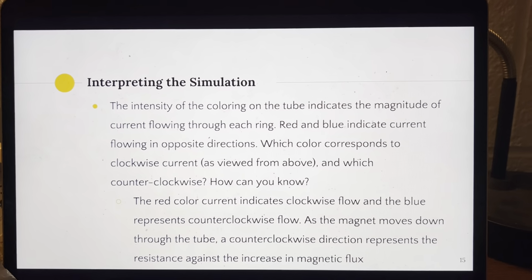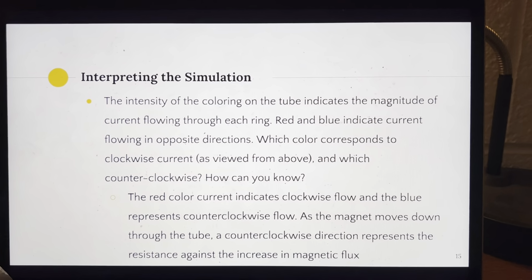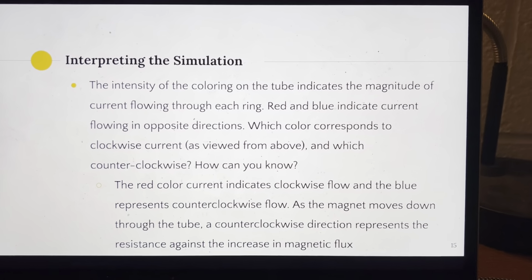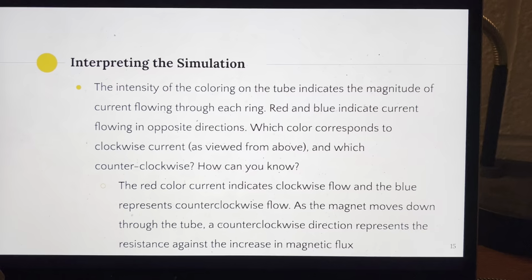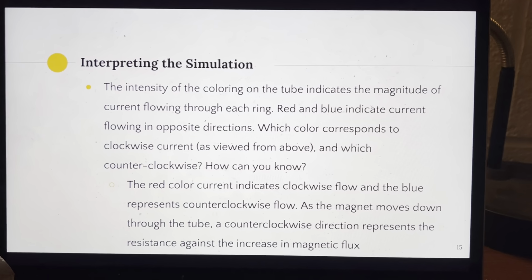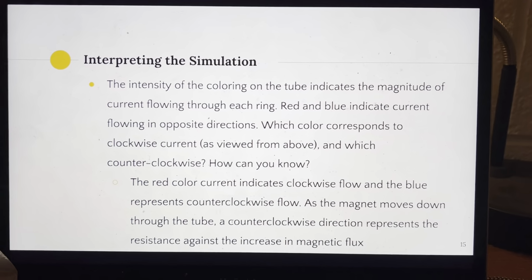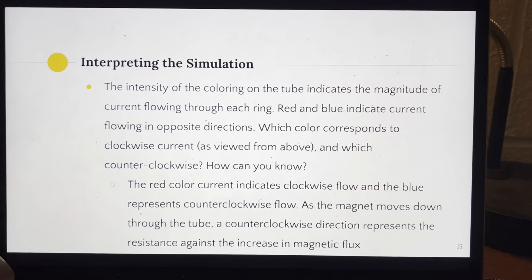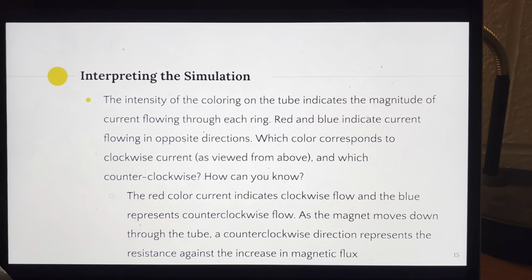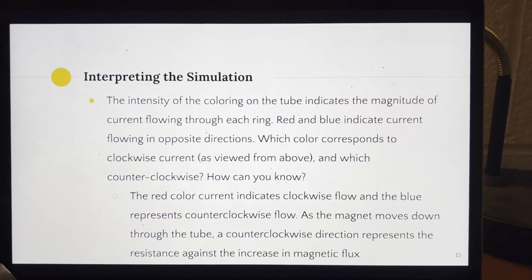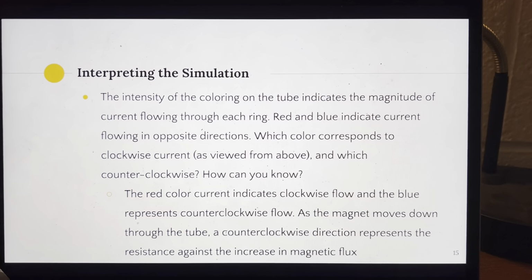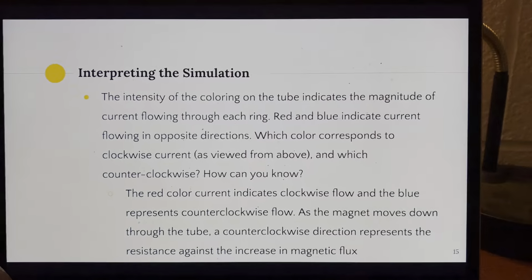For interpreting the simulation, the intensity of the coloring on the tube indicates the magnitude of current flowing through each ring. Red and blue indicate current flowing in opposite directions. Which color corresponds to clockwise and which to counterclockwise, and how can I know? For me, the red color indicates clockwise flow, and blue represents counterclockwise flow. As the magnet moves down through the tube, a counterclockwise direction represents the resistance against the increase in magnetic flux.